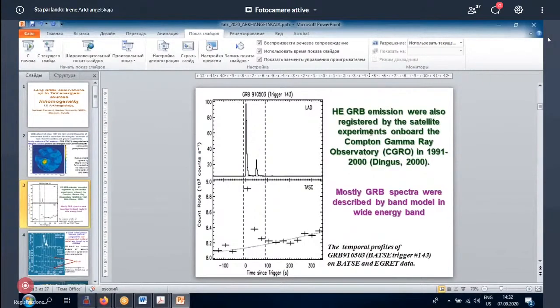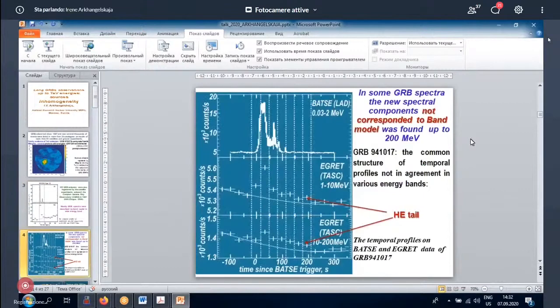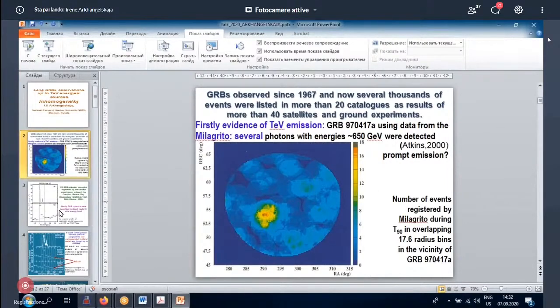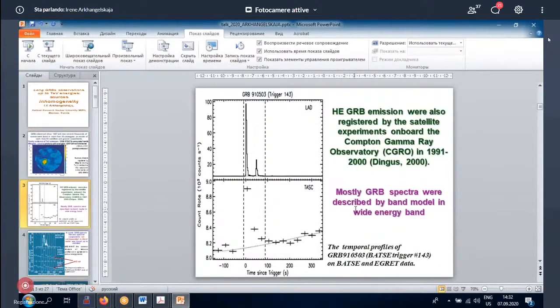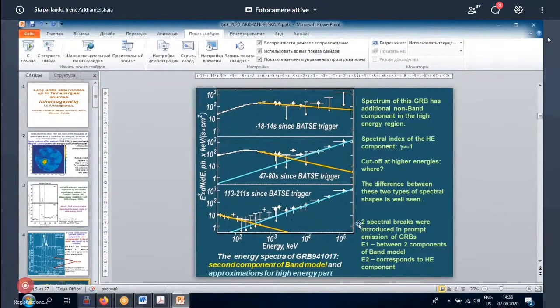But high energy GRB emission was also registered by a satellite experiment on board the Compton Gamma Ray Observatory. It is very interesting that in some GRB spectra a new spectral component, not corresponding to the Band model, was found in the energy band up to 200 MeV. Previously, GRB spectra were mostly described only by the Band model. So it is possible to introduce two spectral breaks in the spectrum of GRB.